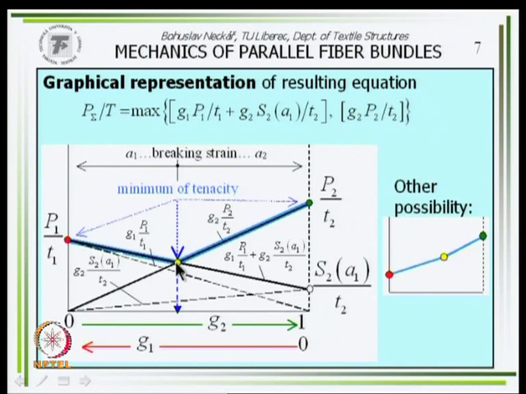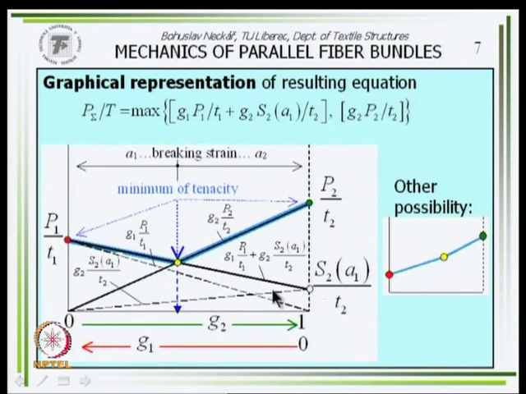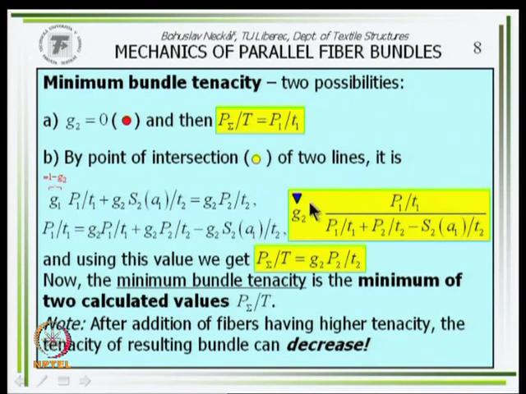So let's calculate in these points the quantities which are valid there. In the red point it is very easy. In the red point, every time it is P1 by T1, tenacity of first fibrous material. In yellow point, what is this yellow point? It is section of two lines. One line, equation of one line is given by this expression. Equation for the second is given by this expression. In yellow point, both must be valid because it is section of two lines. So that it is valid that the first member, G1 P1 by T1 plus G2 S2 A1 by T1, must be equal to G2 P2 by T2.